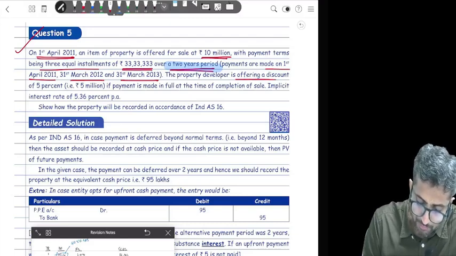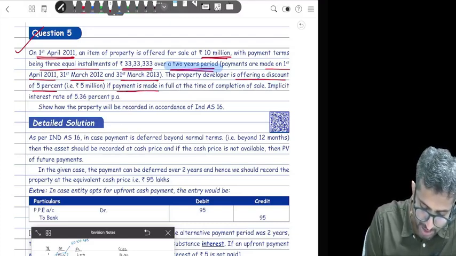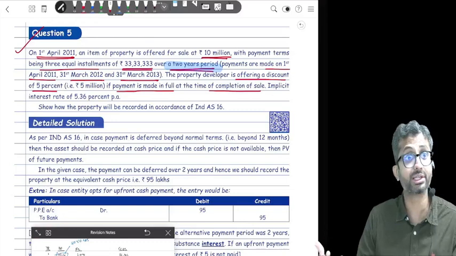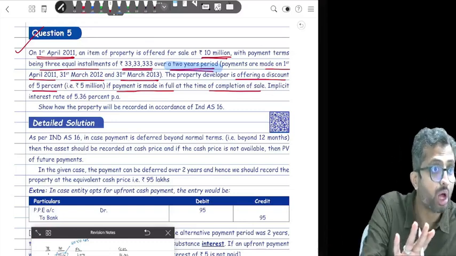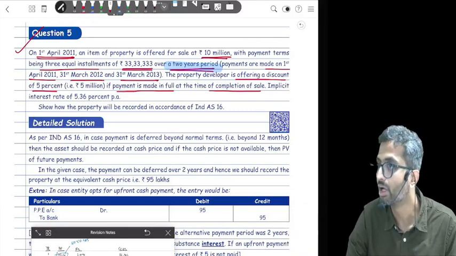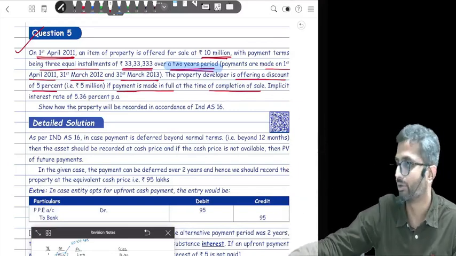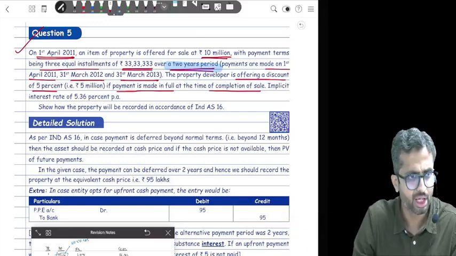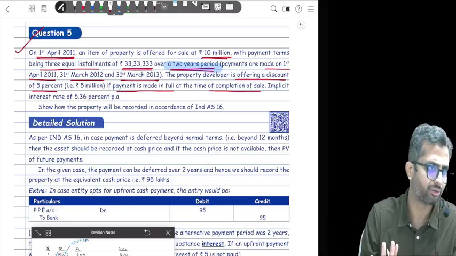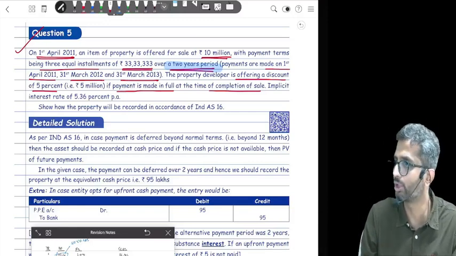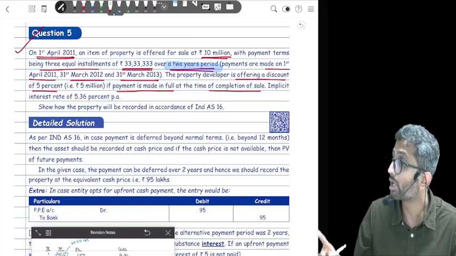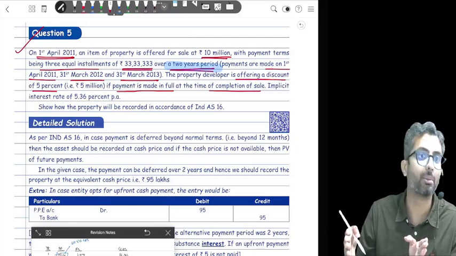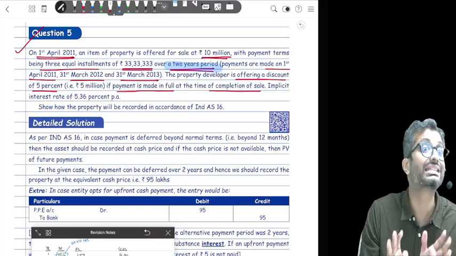The property developer is offering a discount of 5% if the payment is made in full at the time of sale. You need to ignore that, because someone can say it is cash discount and hence should be taken to P&L. No, no, no. Cash discount happens in normal credit period. If you are offering 2-year credit, there is a loan and interest. If you pay immediately, you don't pay interest. If you pay after 2 years, you pay the loan with the interest. So don't bring cash discount into the picture. You bring it into the picture only in those questions where payment is within normal credit terms, within 12 months. Then you can say this is 1-2% discount.